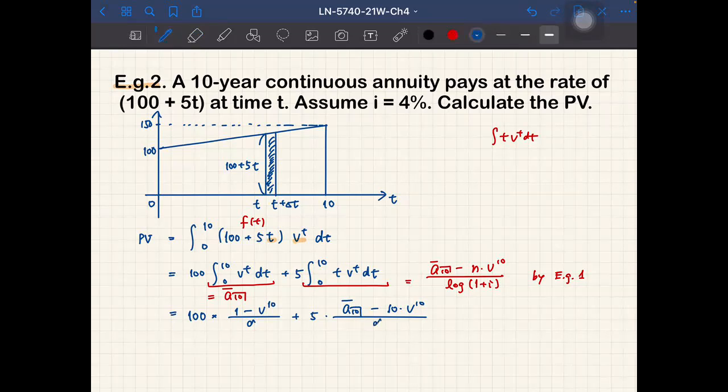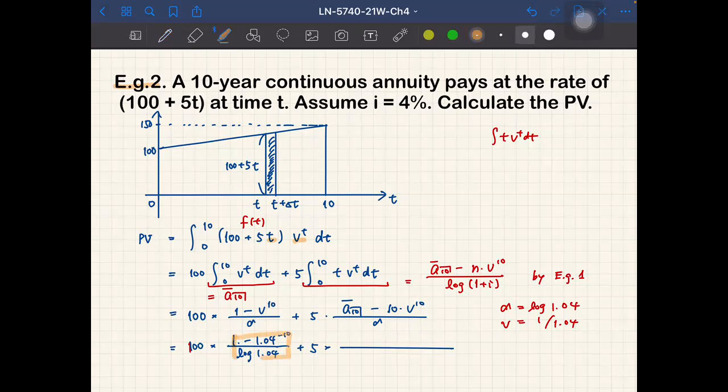So you can see that delta is equal to log of 1.04, and v is equal to 1 over 1.04. So you can get this as 100 times (1 minus 1.04 to the power negative 10) over log of 1.04, plus 5 times the same quantity. So this and this are the same. Then minus 10 times 1.04 to the power negative 10 over log of 1.04.